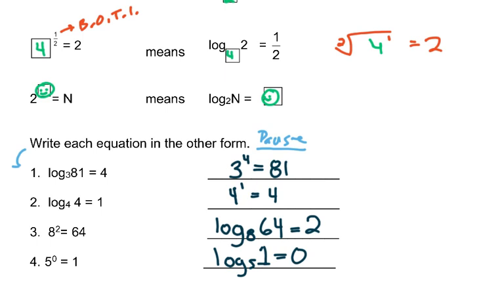All right, so let's check our answers. So if we have log base 3 of 81, remember 3 is the base of our log, so it should be the base of our exponent. And then we switch the next two. Exponential form does not have log in front, and log form does.